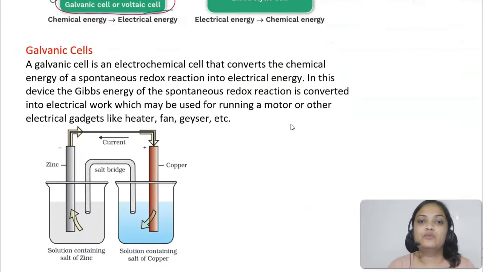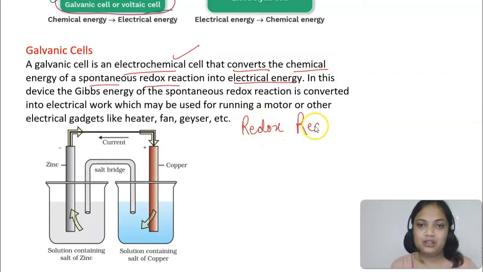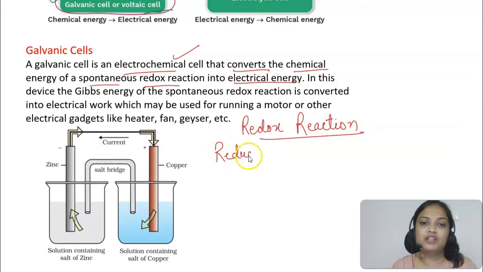Now here you can see the electrochemical or the galvanic cell, students. I have already told you that a galvanic cell is actually an electrochemical cell that converts the chemical energy of a spontaneous redox reaction into electrical energy. Now what do you mean by redox reaction? There is a complete chapter on redox reactions that we will be studying, but you might have studied about it in your lower classes. Redox reaction is a reaction where reduction and oxidation take place simultaneously.